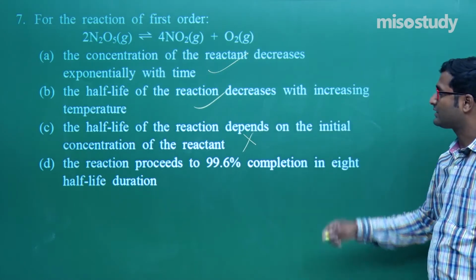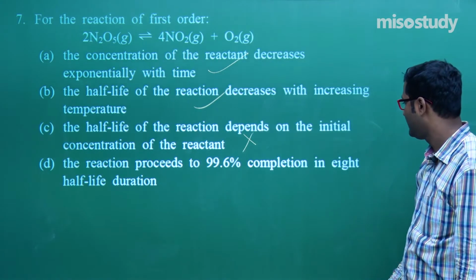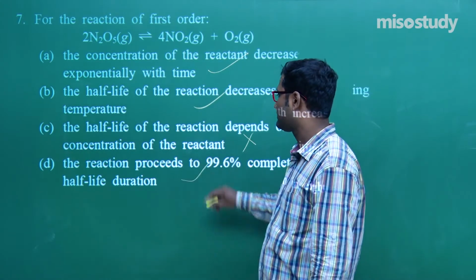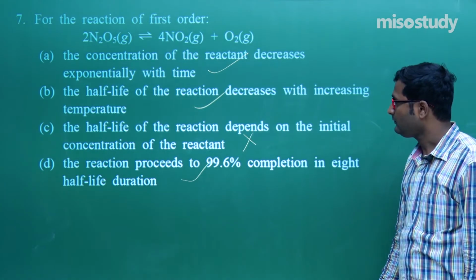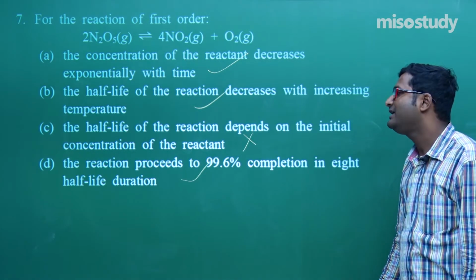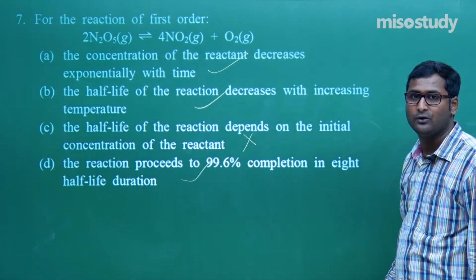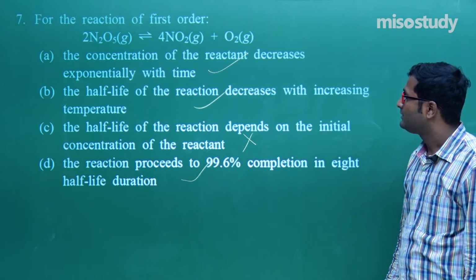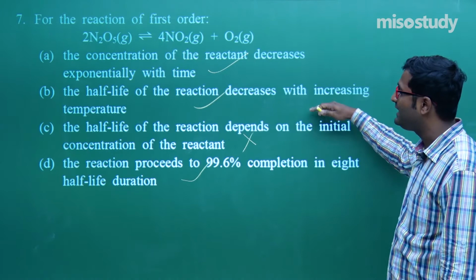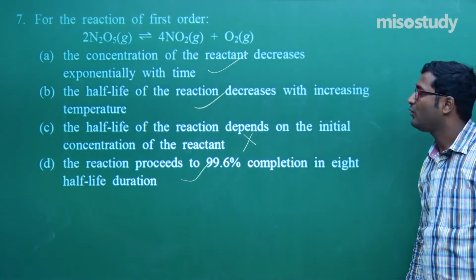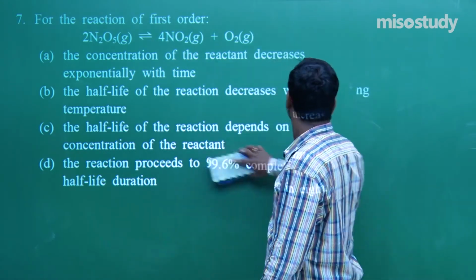Half life, first order reaction. Clear? The reaction proceeds to 99.6 percent completion in 8 half-life durations. This is also correct. So for this question, A, C and D are the correct options. Again I am repeating, the correct options are A, B and D. C is wrong. So A, B and D are the correct options. I am going to rub this part and we will discuss the next one.